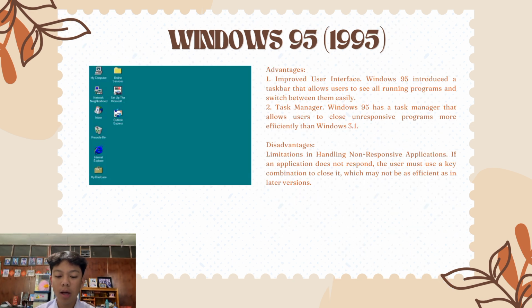Windows 95 in 1995. Advantage: improved user interface. Windows 95 introduced a task bar that allows users to see all running programs and switch between them easily. Task Manager: Windows 95 has a task manager that allows users to close non-responsive programs more efficiently than Windows 3.1. Disadvantage: limitation in handling non-responsive applications. If an application does not respond, the user must use a key combination to close it, which may not be as efficient as a later version.